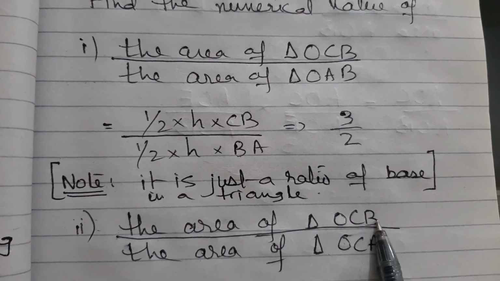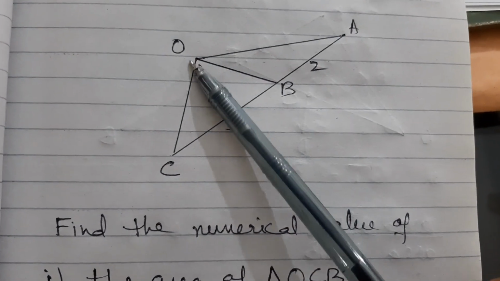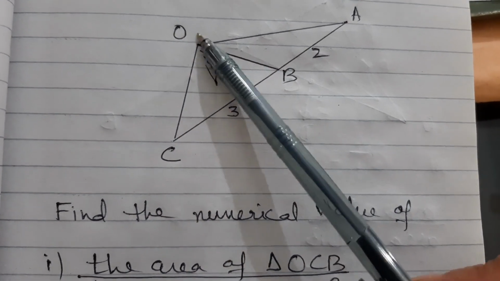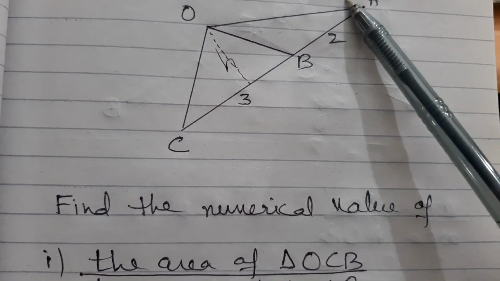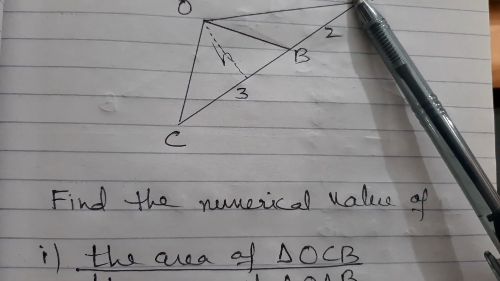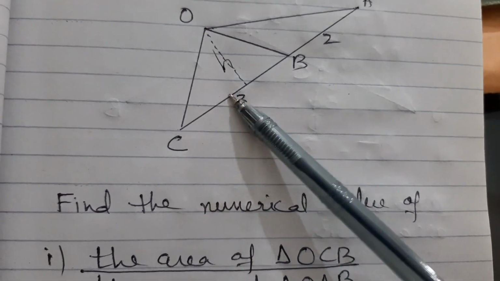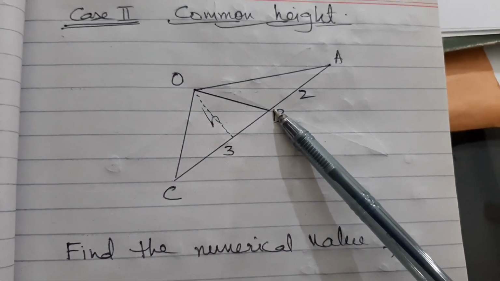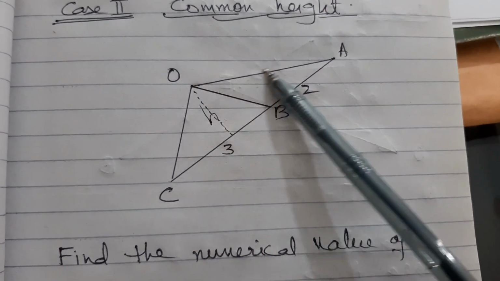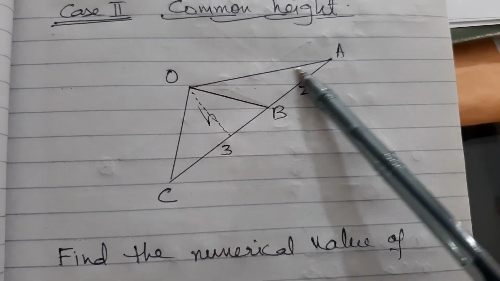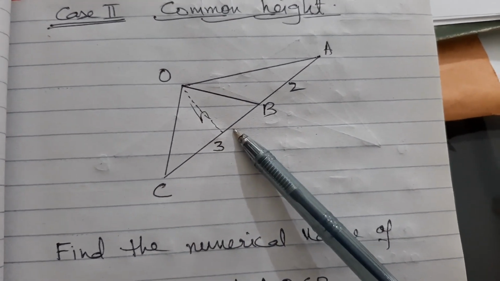Now the question is saying OCB, OCA. So now the question is saying the ratio of this area with respect to this whole area. Again, it is sharing the common height. Why? If you look at this triangle, the height is H, base is CB. And if you look at this big triangle, the base is this CA, which is 5, and height is this.